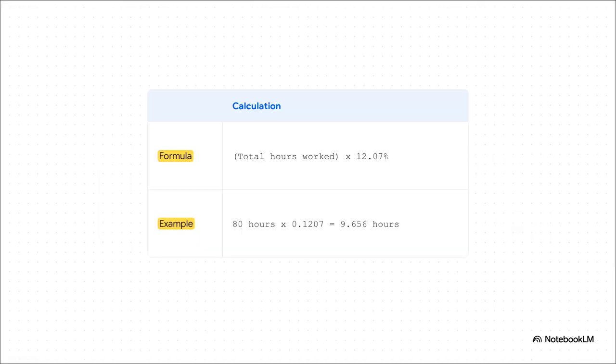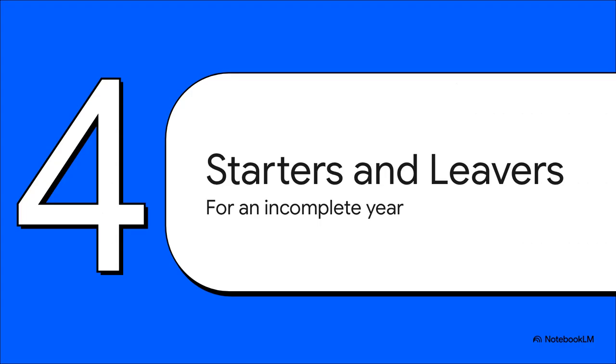So let's put it into practice. Say you worked 80 hours in a pay period. You just multiply that by 0.1207. That gives you 9.656 hours of paid holiday that you've just earned. So the key thing is, your leave directly tracks the hours you've actually put in.